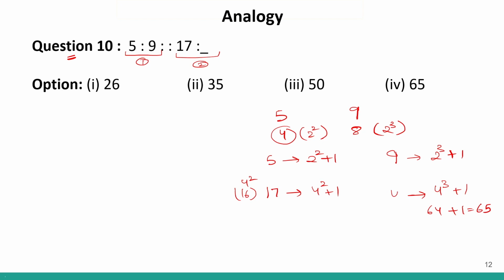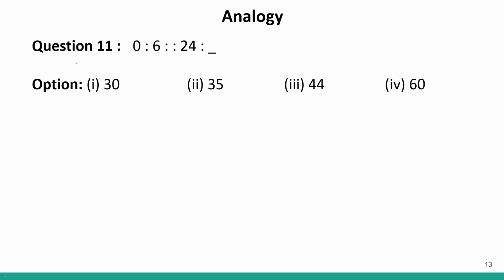So if I have 4 over here, 65 over here, I can write it as 4 cube plus 1. So my answer will be option number 4, 65. So the logic was, it was square plus 1 and cube plus 1. Similarly, 4 square plus 1 and 4 cube plus 1. This was the logic. Okay. And this is your question number 10. Then we have question number 11.